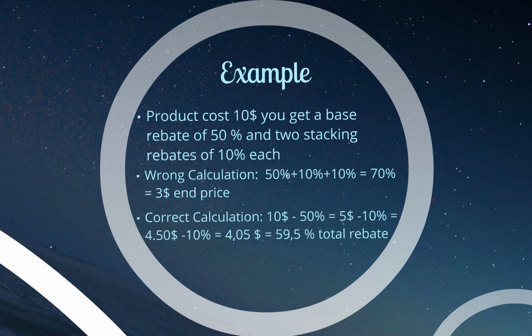The correct calculation is you take the $10, you subtract the 50%, you get $5. From this $5, you now subtract the 10% of the first stacking rebate and get $4.50. So 10% of $5 is 50 cents, so $4.50. And then you take this $4.50 and subtract again 10% of this $4.50, so 45 cents, and you get a final price of $4.05. So overall, that's a 59.5% total rebate.